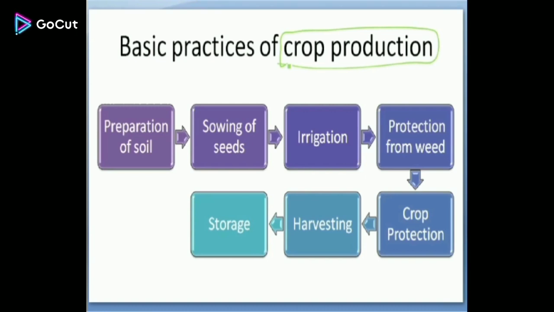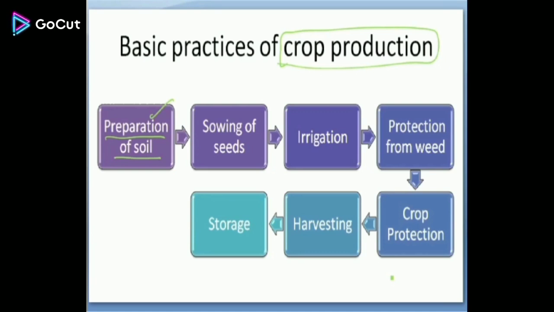The first one is preparation of soil. What does preparation of soil mean? If you go to your home, you cannot simply go and put a seed in the soil and expect it to grow. What will happen is you will put the seed, you will water it, you will put fertilizers in it, and then you will wait for the plant to grow. In the same way, the process of growing a crop is also a long and tedious one.